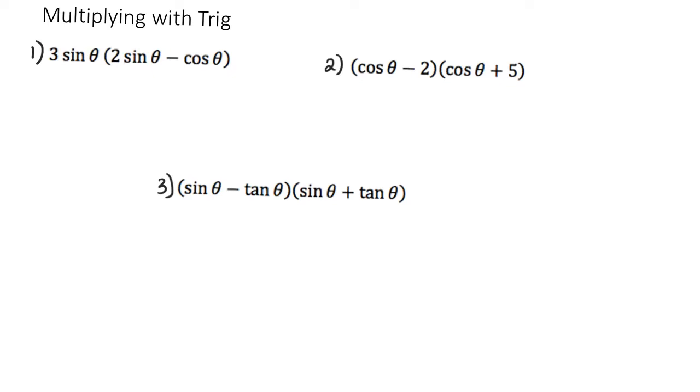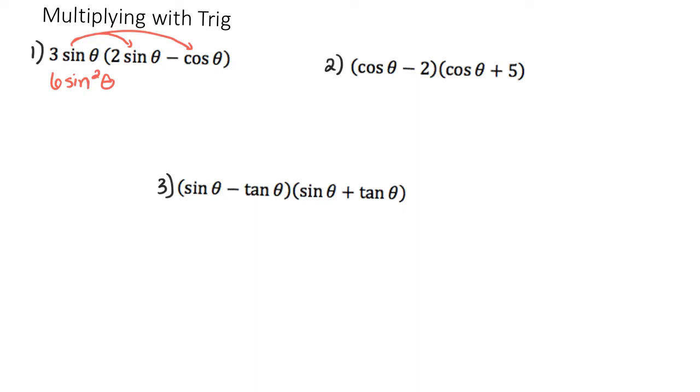Okay, our first set of examples is some multiplying with some trig functions. In number 1, we have 3 sine of theta times 2 sine of theta minus cosine of theta. So I'm going to distribute my 3 sine of theta to both terms in my binomial expression. Whenever you're multiplying, you multiply your coefficients. So 3 sine of theta times 2 sine of theta is equivalent to 6 sine squared of theta.